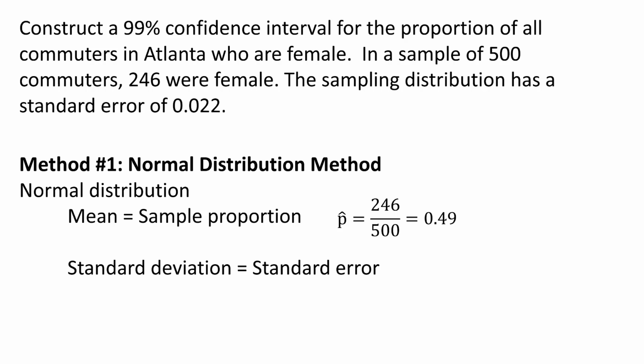The standard error we were given of 0.022. I'll take you to StatKey now to show you how to construct this distribution to find the middle 99%, which will be our 99% confidence interval.